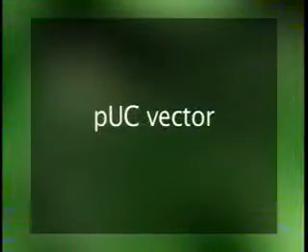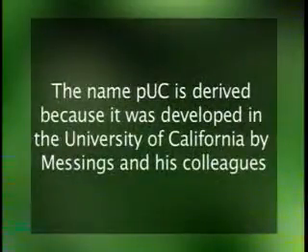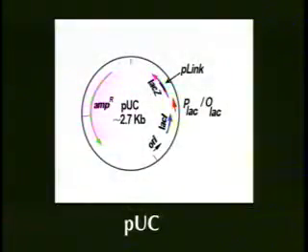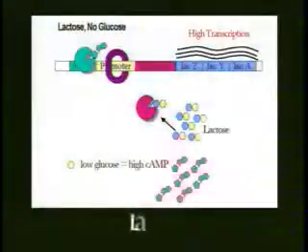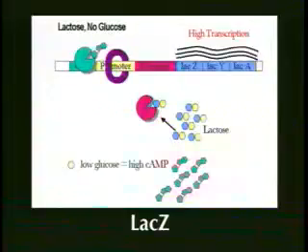Number 3, pUC vector. The name pUC is derived because it was developed at the University of California by Messing and his colleagues. These plasmids are 2.7 kb and possess the ColE1 origin of replication. These vectors contain the ampicillin-resistance gene and a new gene called lacZ, which was derived from the lac operon of E. coli that codes for the beta-galactosidase enzyme.